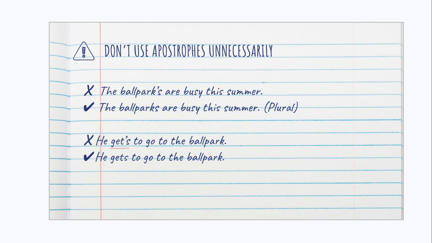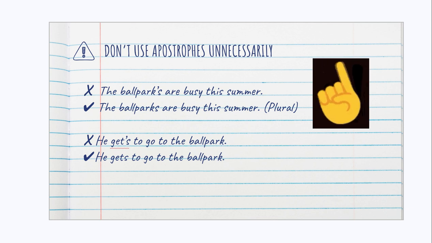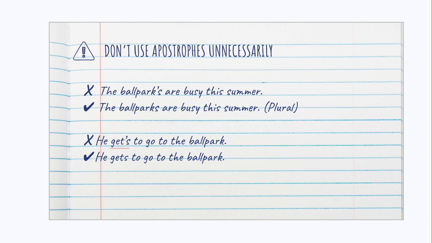There are a couple of other cases where we sometimes use the apostrophe unnecessarily. There's an S and it looks like we could make it an apostrophe S and it looks like it's okay, but if there's no contraction and if there's no possessive, there's no need to use the apostrophe S. So in this case, the ballparks are busy this summer. The ballparks are busy. There's a plural. It looks like maybe it could be possessive, but no, there's no possessive. It's just plural. So no need for an apostrophe. The ballparks are busy this summer. No apostrophe. Here's another one.